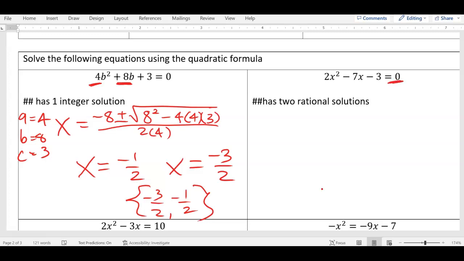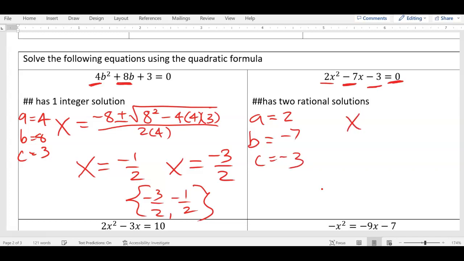Is the next one equal to 0? Oh, yeah. So what's my A value here? 2. What's my B value here? What's the B value in the middle? -7. Careful with the signs. And then C is what? What's C? -3.